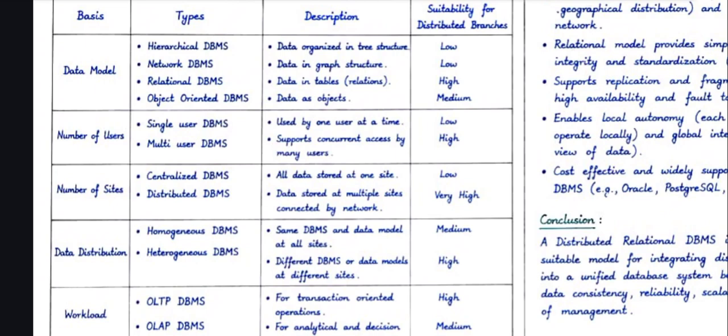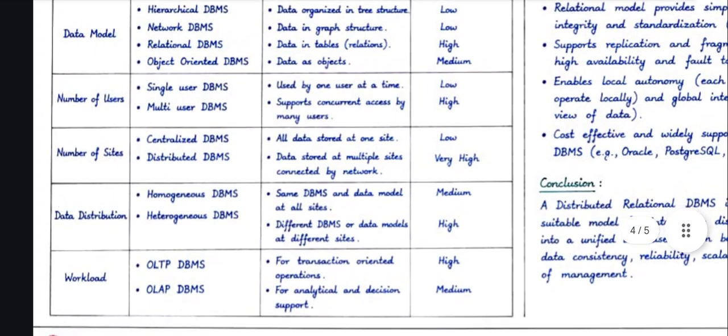Data distribution: homogeneous DBMS, heterogeneous DBMS. Homogeneous: same DBMS and data model at all sites. Heterogeneous: different DBMS or data models at different sites. Then workload: OLTP DBMS, OLAP DBMS. OLTP is for transaction oriented operation, OLAP for analytical and decision support.